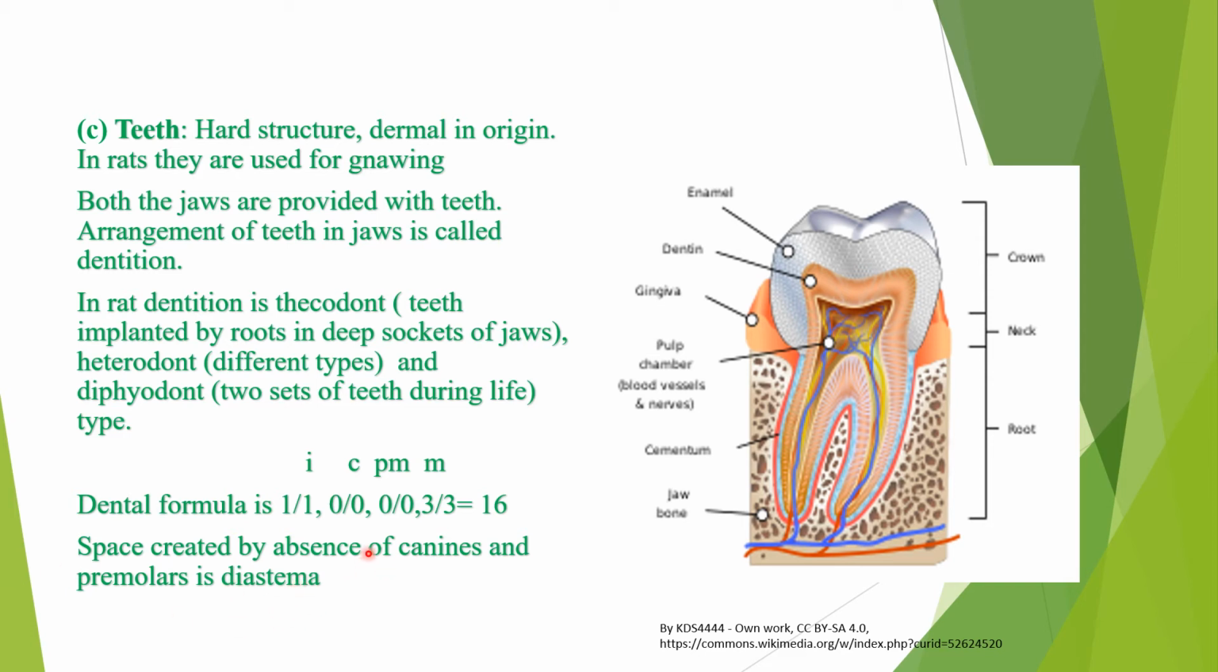This is the diastema. Now the typical structure of tooth you can see in this diagram. Tooth is made up of three parts: crown, neck, and root. Crown is the exposed part of the tooth, जो कि हमें दिखाई देता है. Shining part, which is made up of enamel. Hard structure है enamel, shining white hard substance है. और उसके नीचे एक bone like substance present होता है enamel के, which is called dentine.